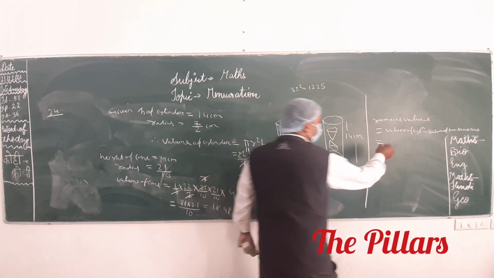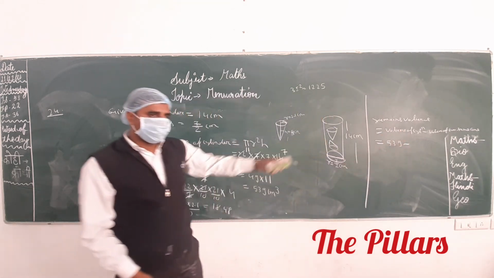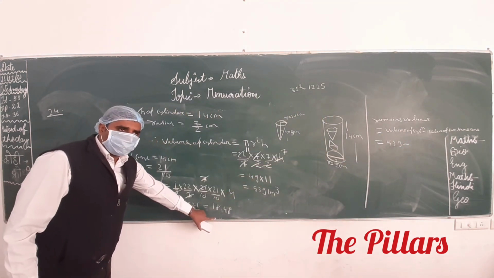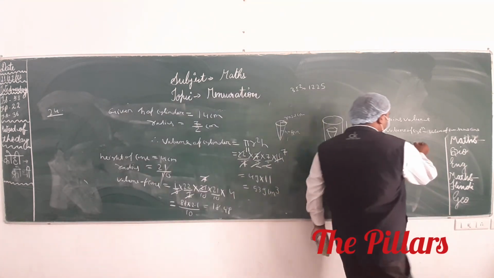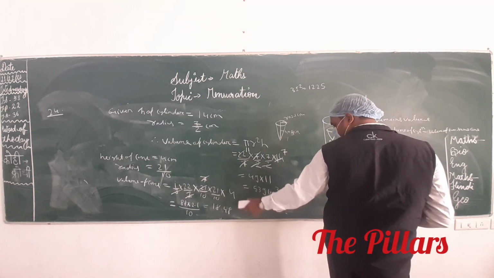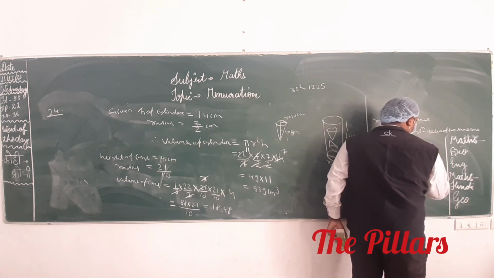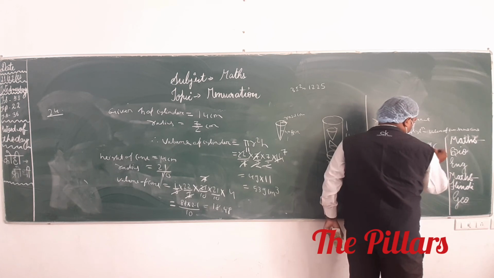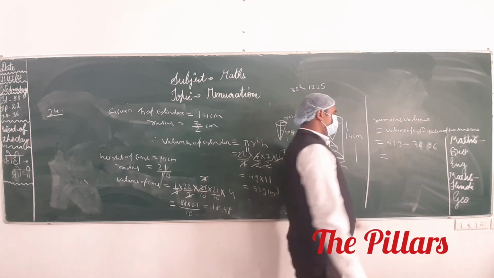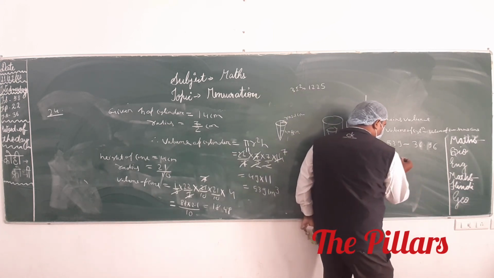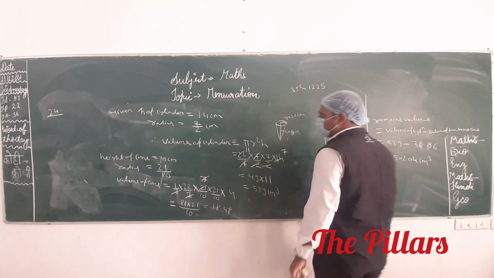The volume of the cylinder is 539, minus the volume of 2 same cones. One cone volume is 18.48. Therefore, two cone volume is 36.96. Does anyone have any doubt here? The remaining volume is 502.04 centimeter cube. Anyone have any doubt?